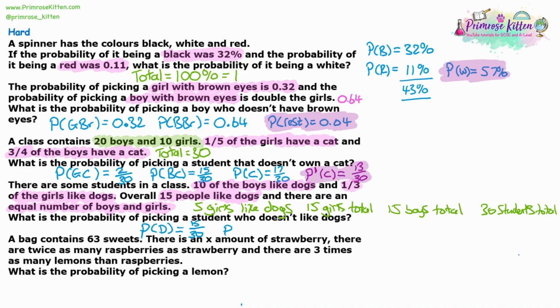So the probability of not liking dogs is going to add up to the total 30. So 15 plus 15 is 30. So the answer must be 15 out of 30. And there's quite a bit of working out there, so let's highlight the answer.